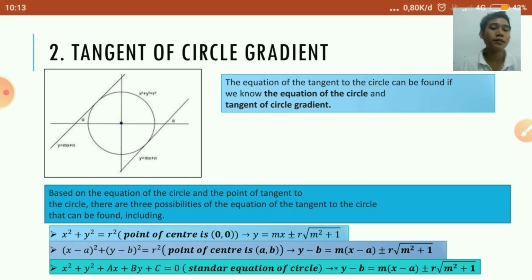And the third, if we know the equation of the circle is x² + y² + ax + by + c = 0, this is the standard equation of a circle, we can know the equation of the tangent to the circle is y − b = m(x − a) ± r√(m² + 1), where m is the gradient. Okay, that's for the tangent of circle gradients.